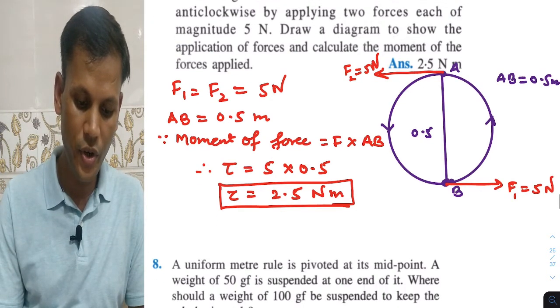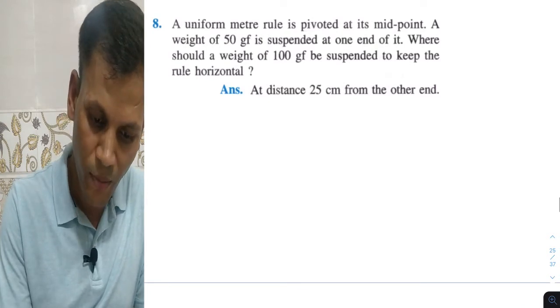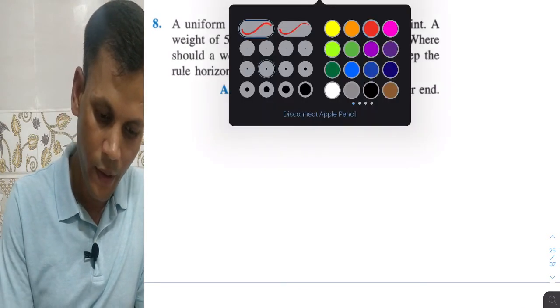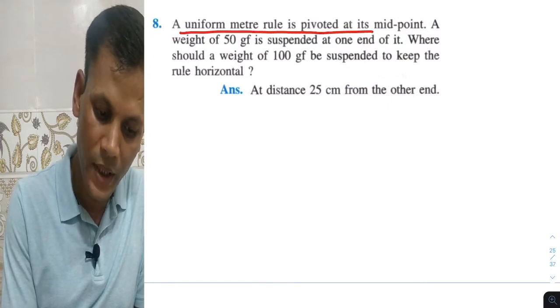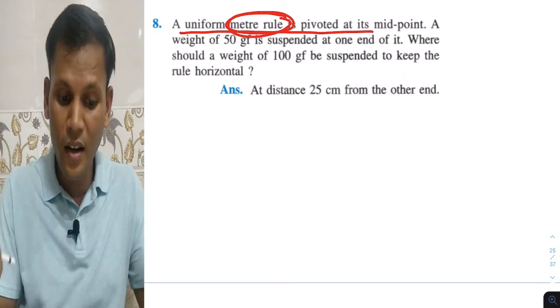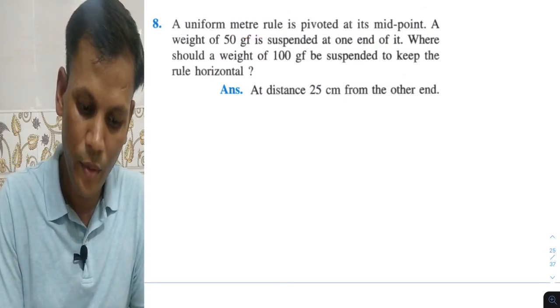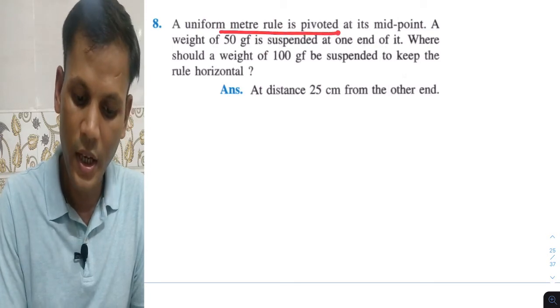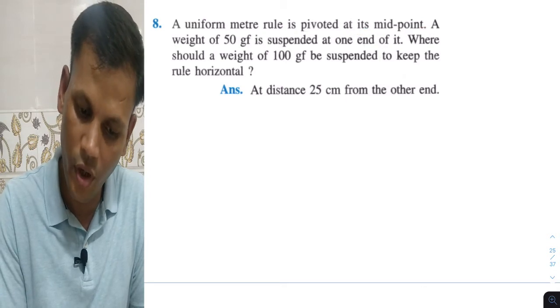Now next question, question number 8. A uniform meter rule, a scale whose length is 1 meter. 1 meter means 100 centimeter. So it is a meter rule, pivoted at its midpoint. So we have to draw the diagram for it.